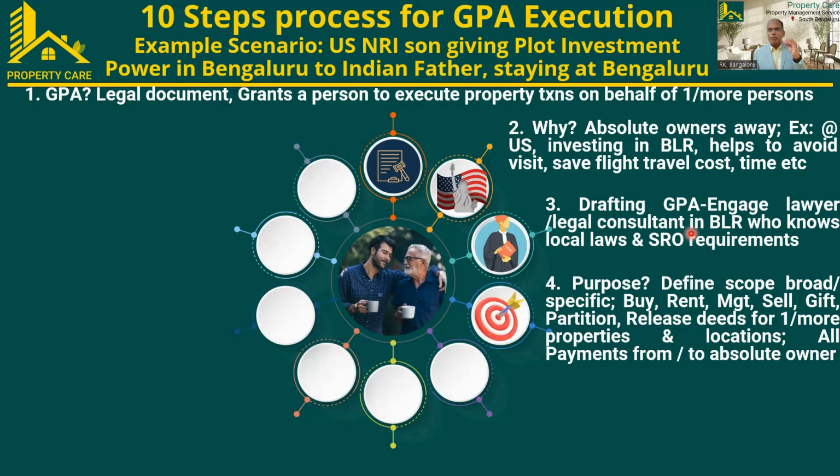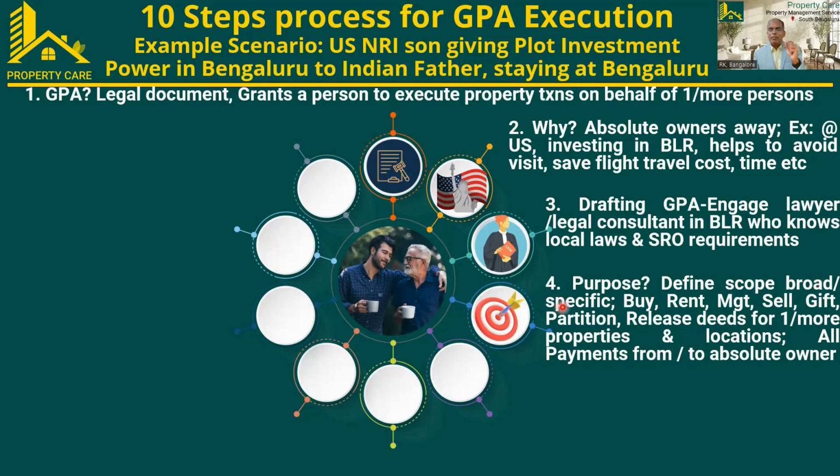So what is the purpose of GPA? Why are we executing the GPA? That has to be captured. Define the scope, broad or specific. Broad means there are more than one property the father can buy. So you can generalize the statement: any property purchased in Bangalore or Chennai. So I am authorizing my father to execute those transactions.